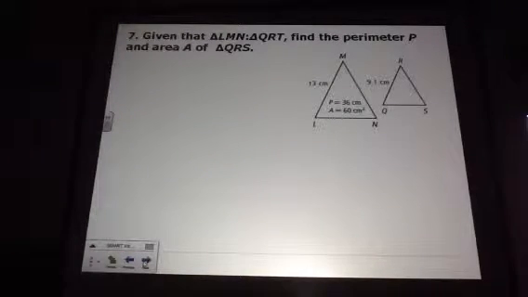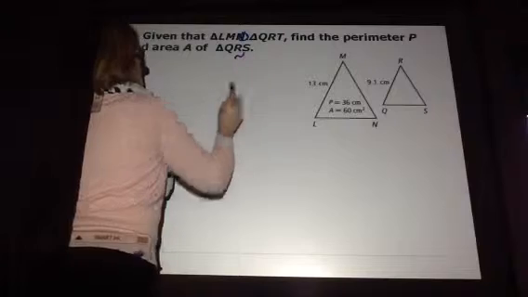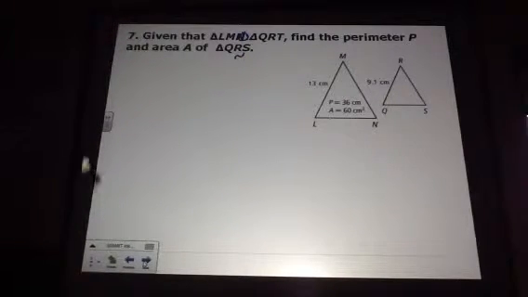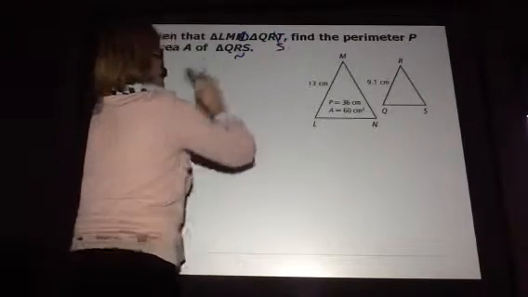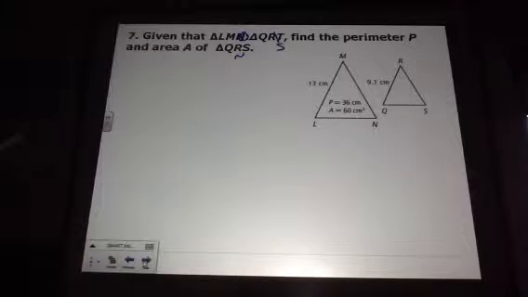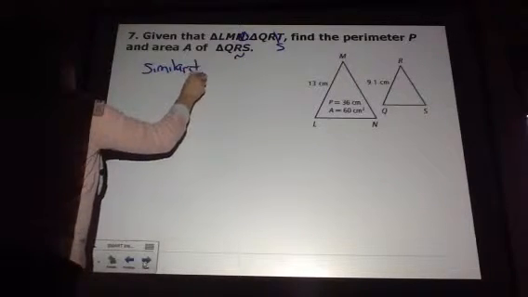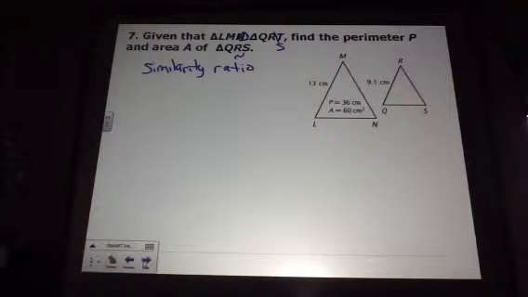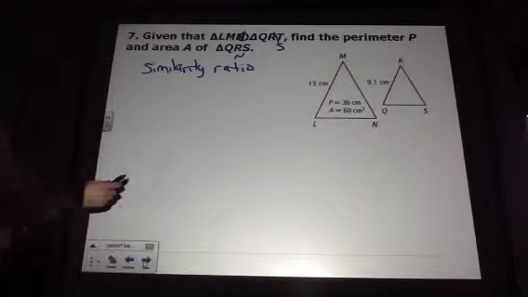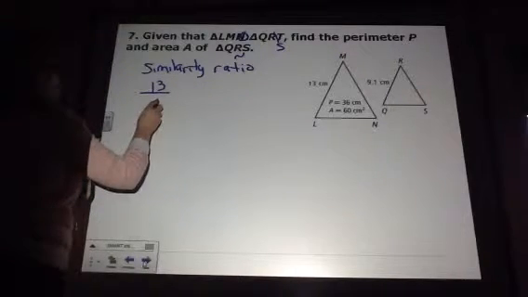Okay, let's move on. Given that triangle LMN, and this right here should be your similarity symbol, is similar to triangle QRS, find the perimeter P and area A of QRS. So we need to start with the similarity ratio. We've got two side measurements there, so let's set that up and put LM, which is 13, over QR, which is 9.1.